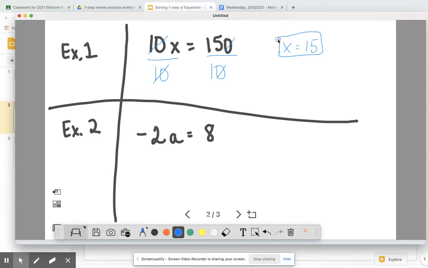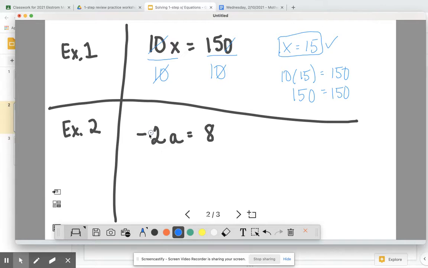You always want to put a circle or a box or something around our solution. And of course, we want to check that. If we think the solution is 15, how can we be sure if we're right? Plug it in. 10 times 15, does it give me 150? In fact, it does. So our solution is correct.